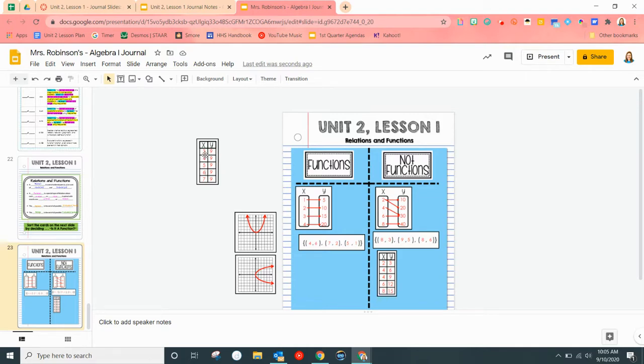And that's true. This x value 3 is only paired with 9. This x value of 4 is only paired with 9. It's not paired with any other y values. So this table does represent a function.